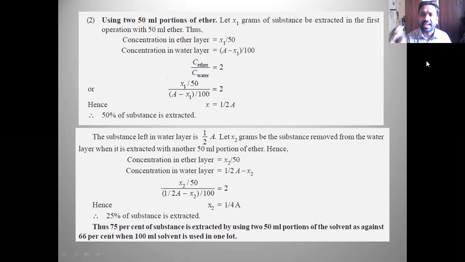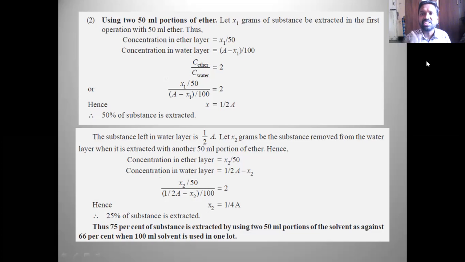How much of the organic solvent are you given? 100 ml. Divide that into two fractions of 50 ml each. So do the extraction first with the 50 ml. Take the concentration x1 divided by 50. Why am I differentiating it as x1? Because there will be two extraction processes.